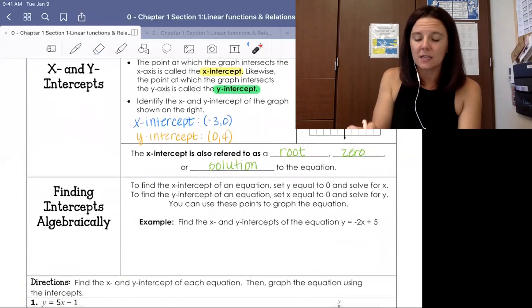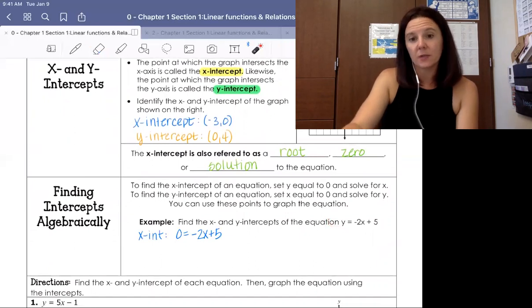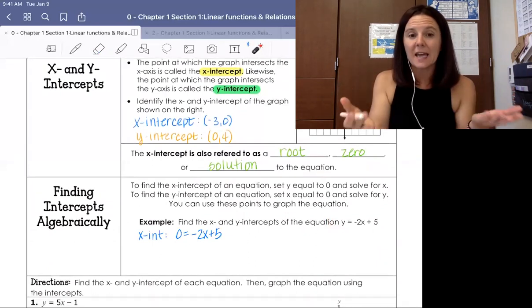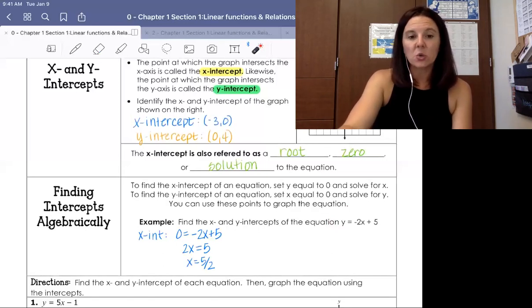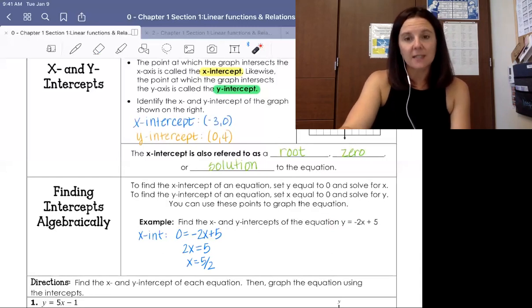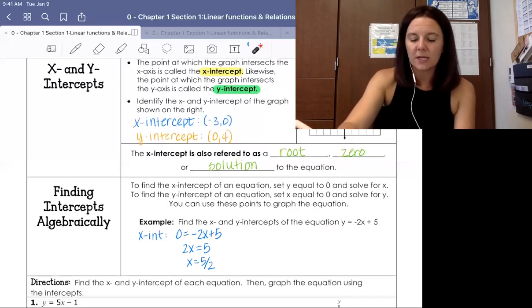So let's do that for this equation right here. y equals -2x plus 5. We set y equal to 0. So 0 equals -2x plus 5. What is the x that makes y equal to 0? Solve for x using inverse operations and working backwards. So add 2x to both sides, divide by 2. x is 5/2. That's our x-intercept. That's where it's going to cross the x-axis. That's also 2.5. Okay, so positive 2.5.